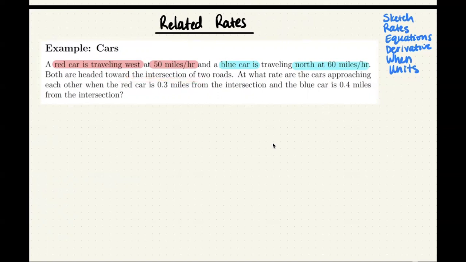At what rate are the cars approaching each other? So that's what we're being asked. So at what rate are the cars approaching each other when, that's going to be important for us later, when the red car is 0.3 miles from the intersection and the blue car is 0.4 miles from the intersection.